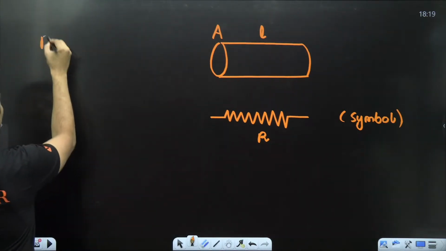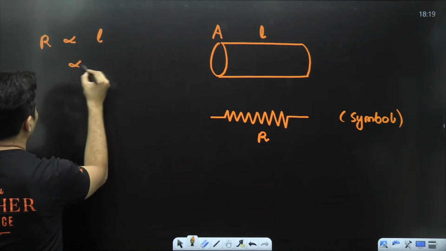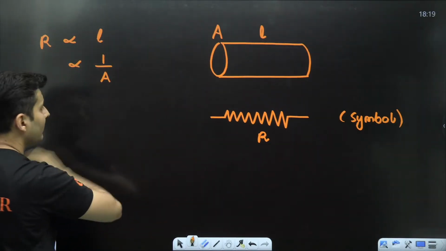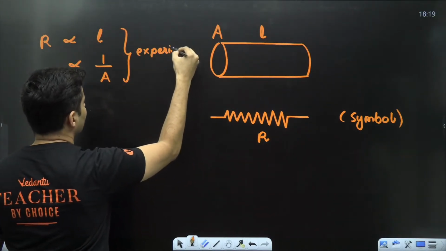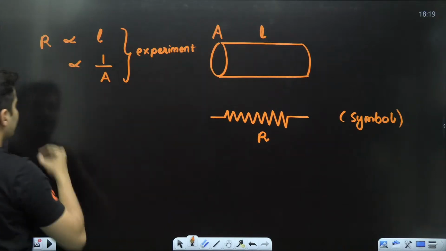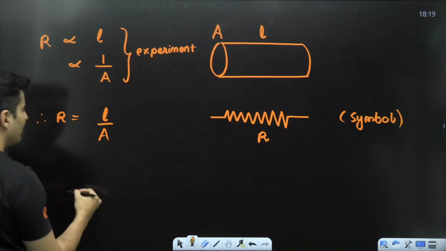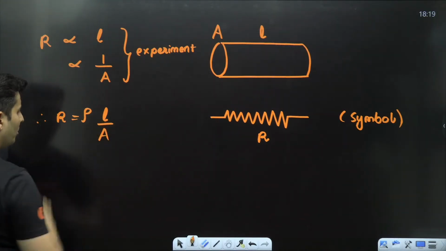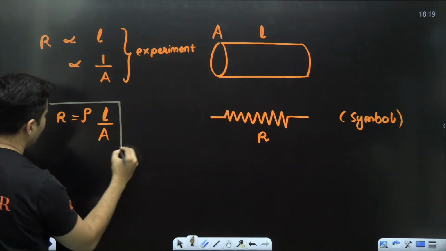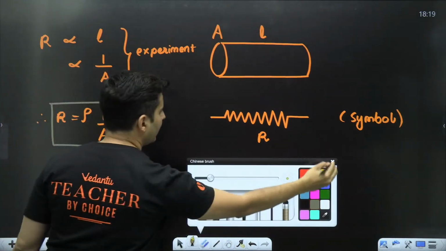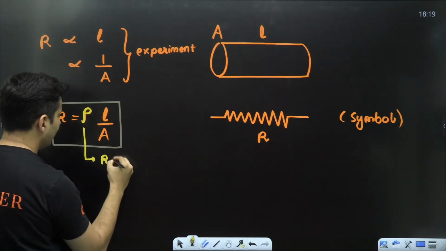This resistance is found to be directly proportional to the length. It's also found to be inversely proportional to the area. These are all experimental results. Via experiments, there is no proof for it. So therefore, the resistance will be proportional to length, inversely proportional to the area. The constant of proportionality, I will call it rho. That rho, which you are seeing right over here, is called resistivity.